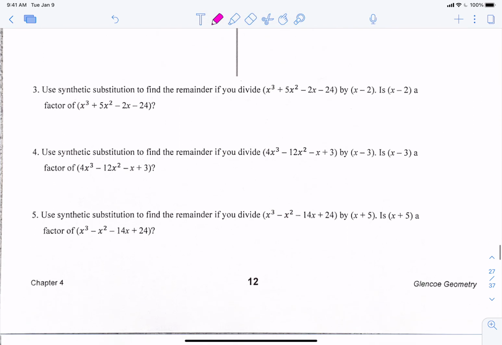Number 3, 4, and 5 are just asking you if they are factors. Use synthetic substitution to divide. Is x minus 2 a factor? Let's review again. How do I know if it's a factor? If it goes into it evenly, which means 0 is the remainder, exactly. So you plug it in and find the remainder. If the remainder is 0, then it's a factor. Some of them will be factors, some of them will not be.